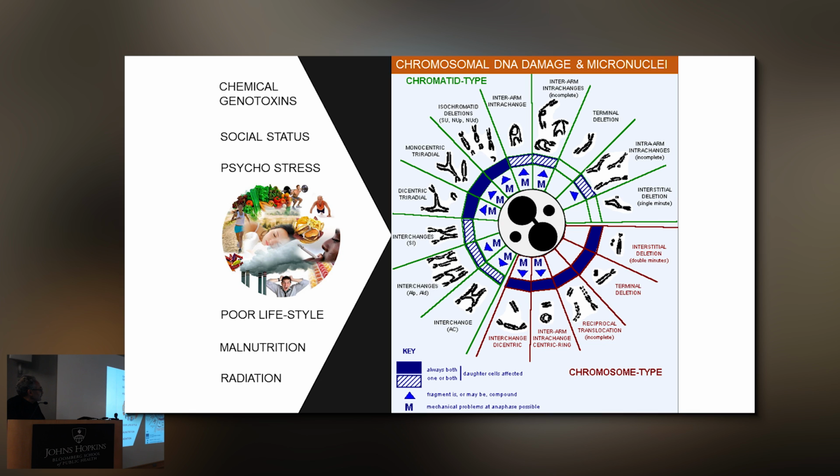We know from a vast literature that these indices, chromosome aberrations and micronuclei, are sensitive to all of these exposures, from chemical genotoxins to social status, psychological stress, poor lifestyle, malnutrition, and radiation exposure. So when we use these biomarkers, we are in fact measuring the total, the exposome effect, not necessarily of just the agent or the condition that we are looking at.